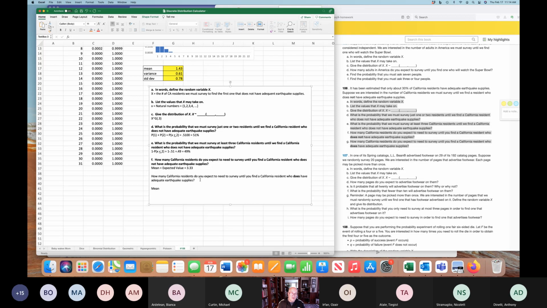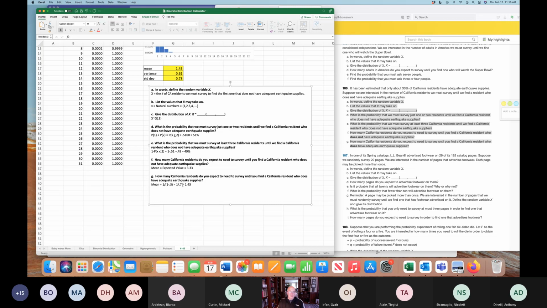Mean is equal to 1 divided by 1 minus 0.3, which is equal to 1 divided by 0.7, and the calculation is 1.43. If you wanted, you could just make a new table here. Make it bold. Make this G.